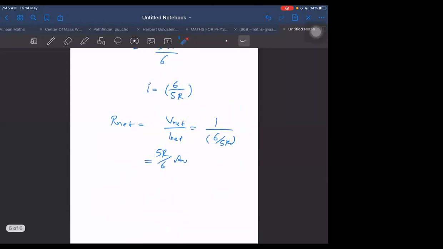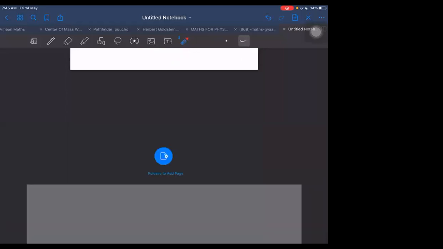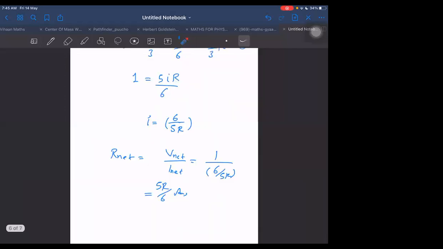This is very simple, and you can refer to this in standard books like SL Loney, NCERT. Everywhere it is given in the same way only. There is nothing new in this method.